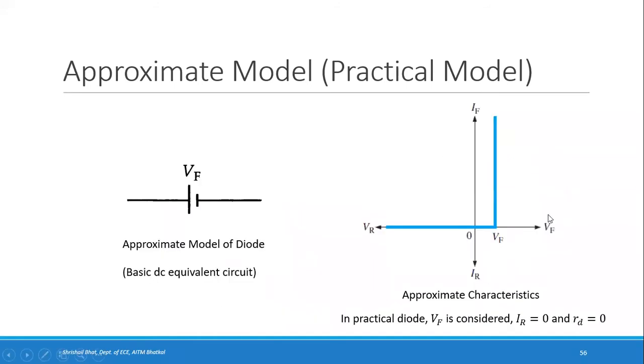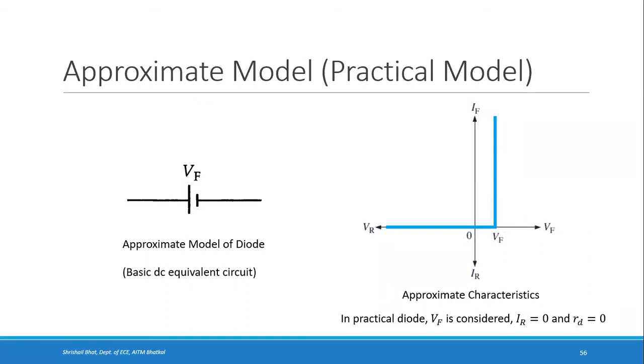What you can see is, in the reverse direction the current is zero, in the forward direction till this Vf the current is zero, and from Vf the current starts increasing without any resistance. If there is resistance, there would be a slope, but this is a vertical line, so Rd, that is dynamic resistance, is zero. In the reverse direction the current is zero, and Vf is considered to be constant. This is the approximate or practical model of a diode, right?